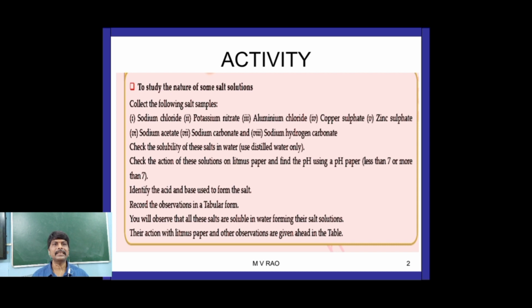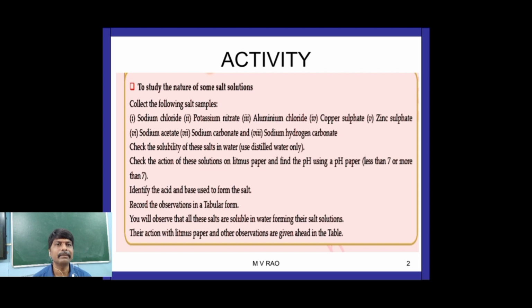Next one, it is an activity from our textbook. To study the nature of some salt solutions, collect the following salt samples. What are the salt samples? Sodium chloride, potassium nitrate, aluminum chloride, copper sulfate, zinc sulfate, sodium acetate, sodium carbonate, sodium hydrogen carbonate. Here 8 salts are given. You have to collect the solutions. Check the solubility of these salts in water. You collect salts and check solubility by using water.